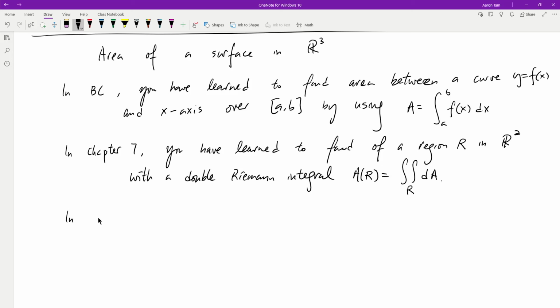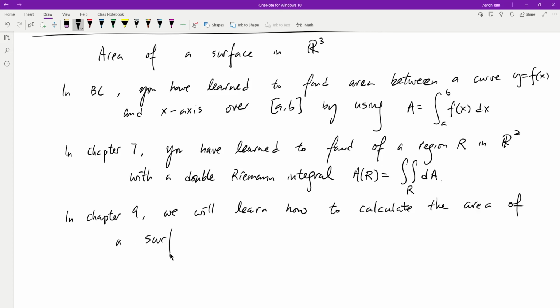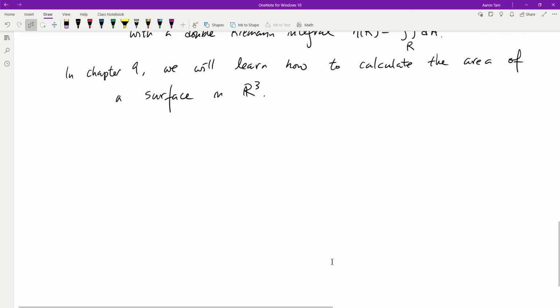So in chapter 9 right now, we will learn how to calculate the area of a surface in R3. So how do we do that?